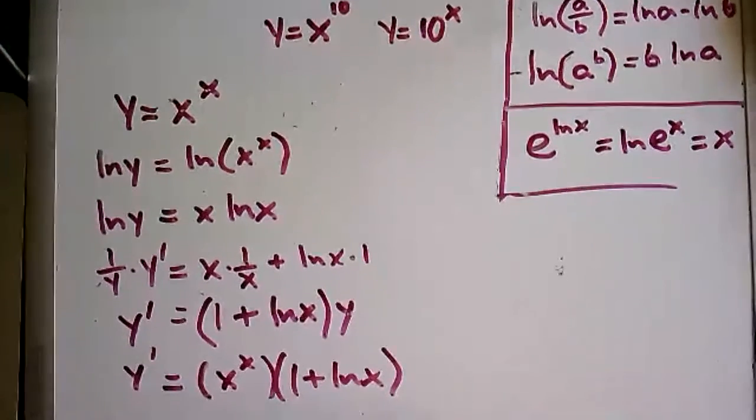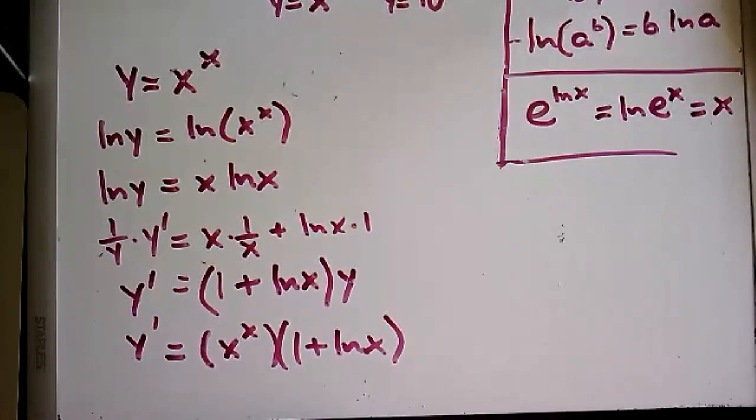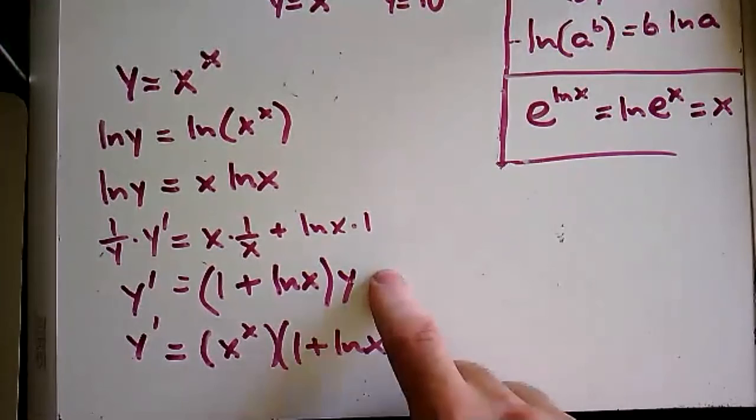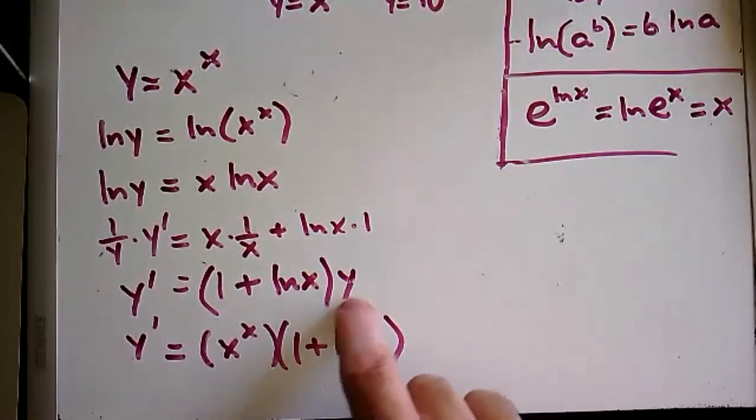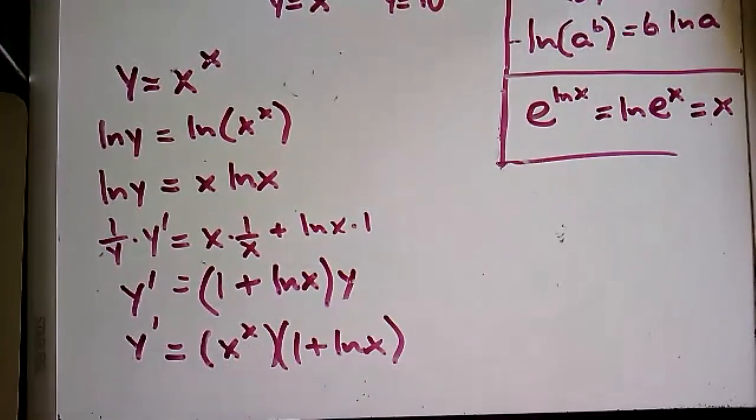And the important thing, the place where I see a lot of people lose like 1 point, is they get to this step, and they forget to back substitute for y. They forget to trade out y for x to the x or whatever the function may be.